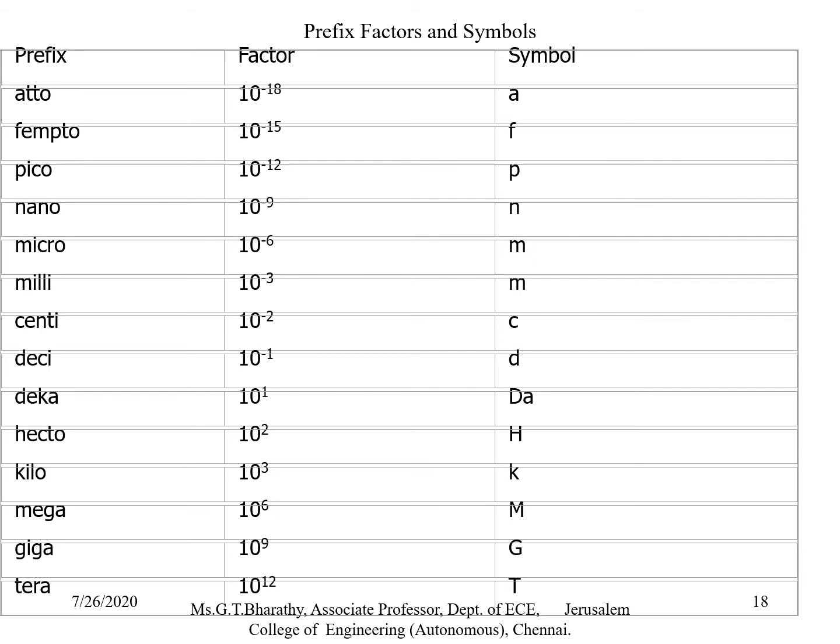This shows the prefixes, factors and symbols. Most of them you are already familiar with, and specifically for the microwave frequency range we will be using the giga prefix, which is 10 power 9, represented by the symbol capital G.